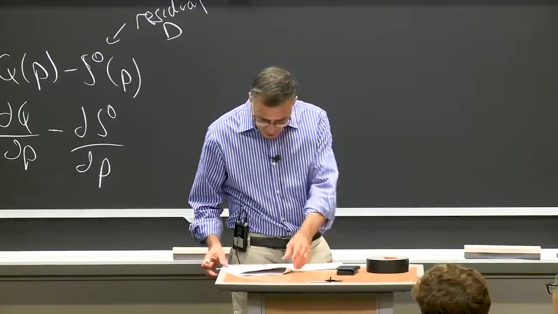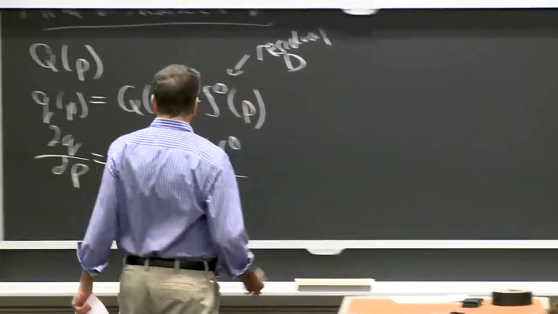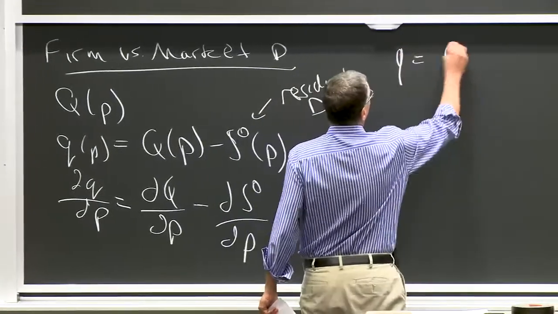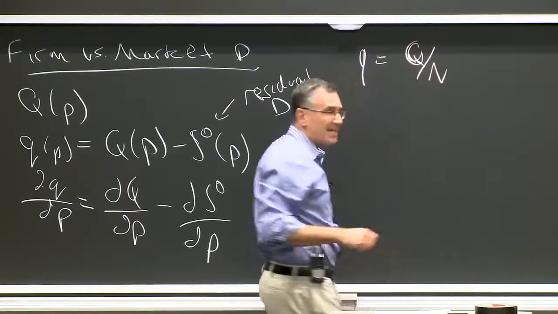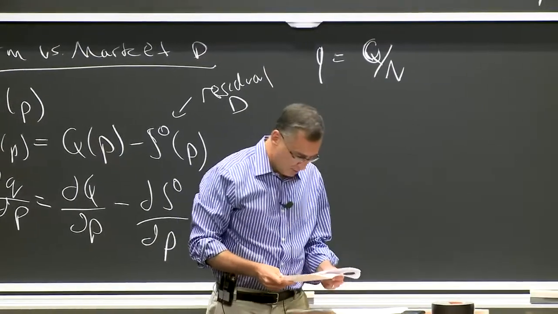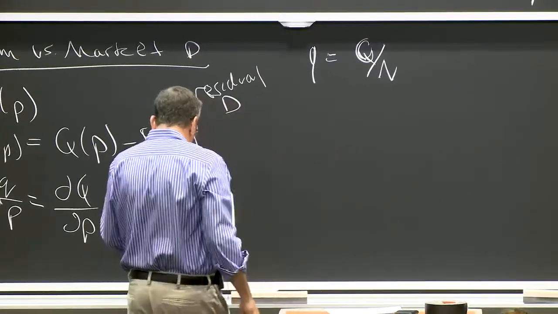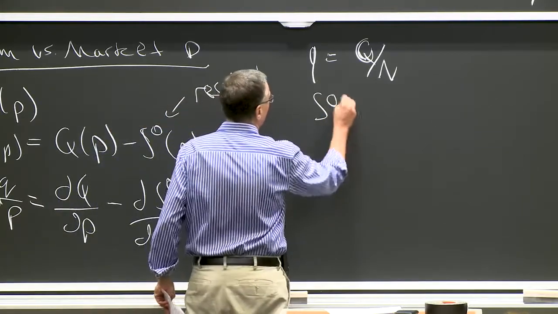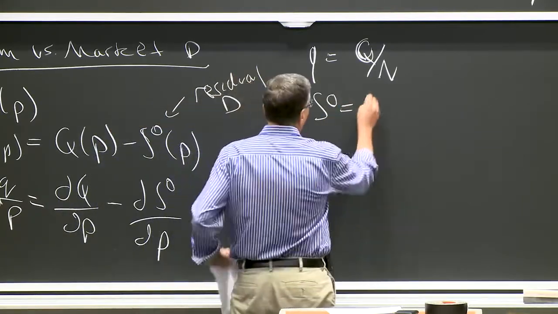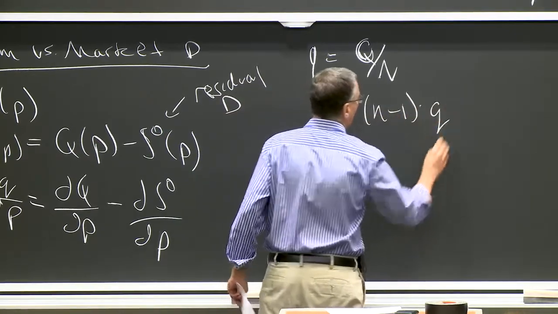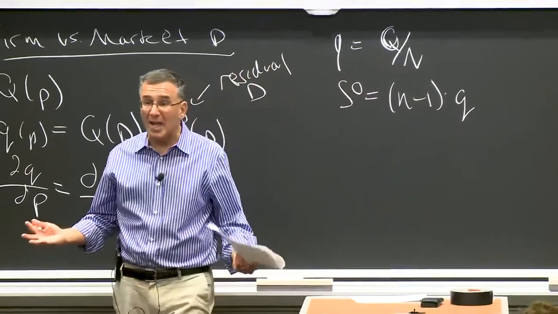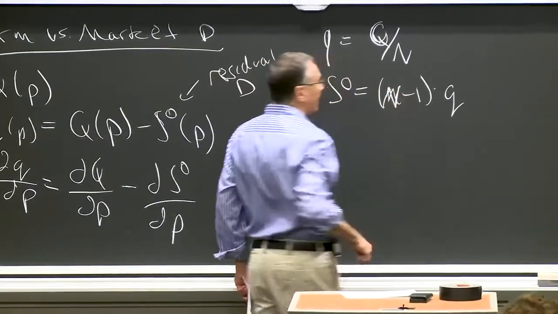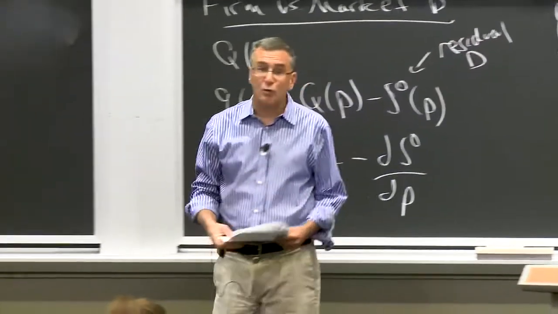But we can actually go further. Let's assume firms are identical, so that little q equals big Q over n. Assume there are n identical firms. And what that means is that S0 equals n minus 1 times little q. The supply of everyone else is the number of firms in the market, big N, minus 1, because that's your firm, times little q, because you're all identical.